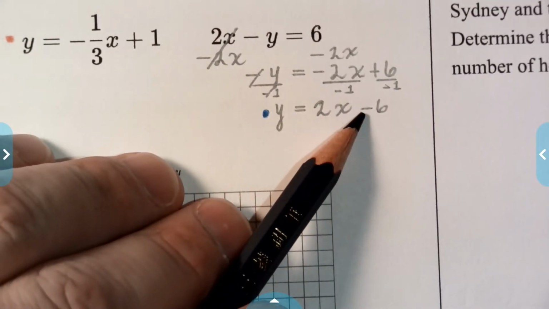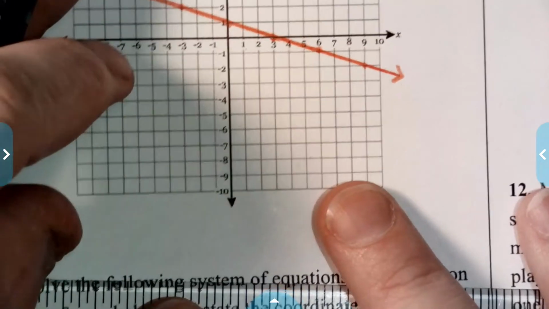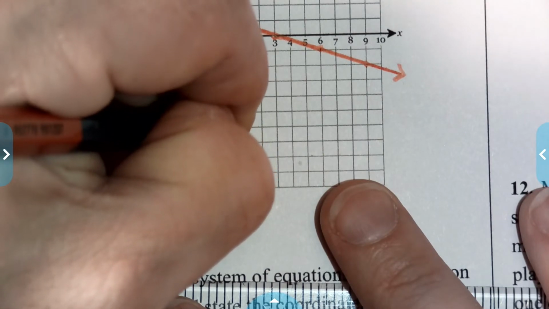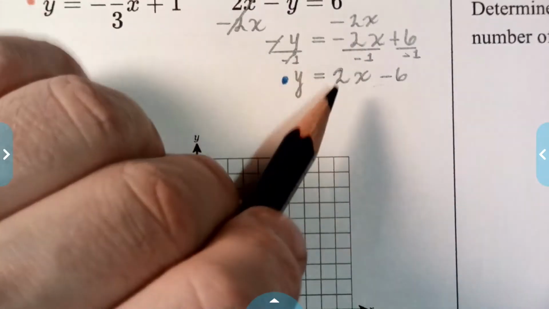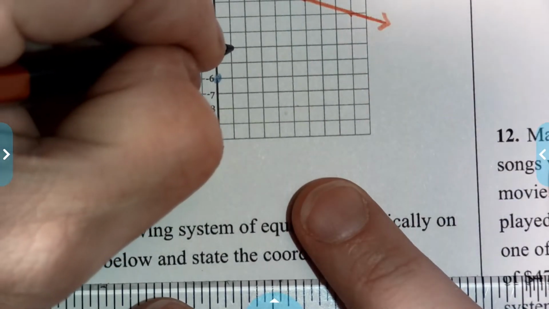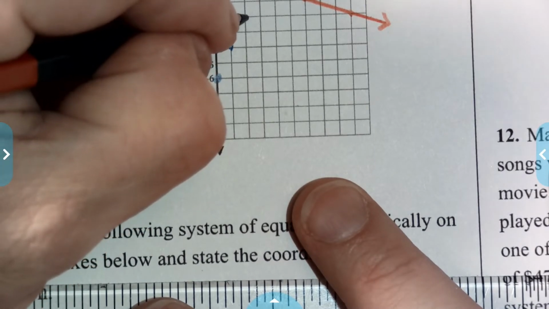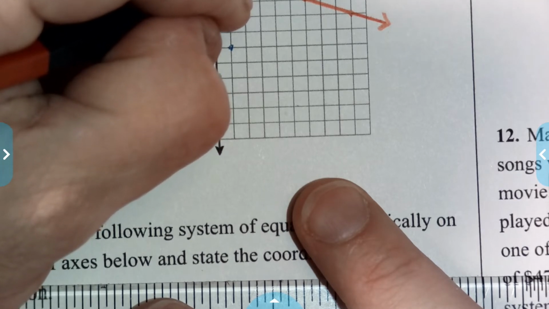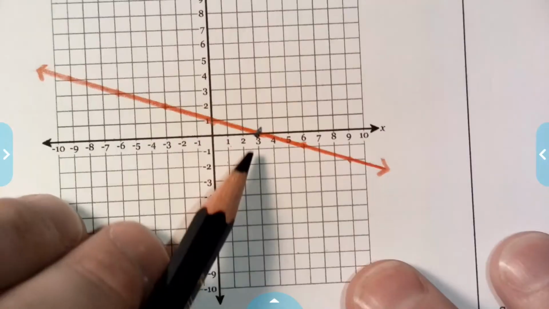I've got a y-intercept at -6. So come down here and put a blue dot there at -6. Okay, and then the slope is 2, so up 2 over 1. Up 2 over 1, there's the intersection at 3, 0. See?